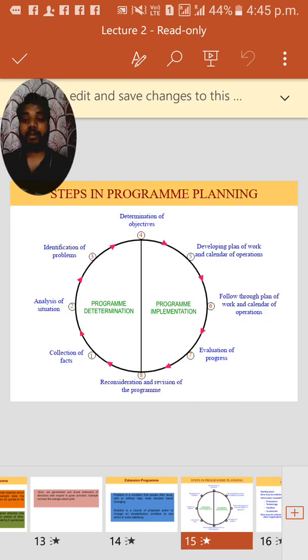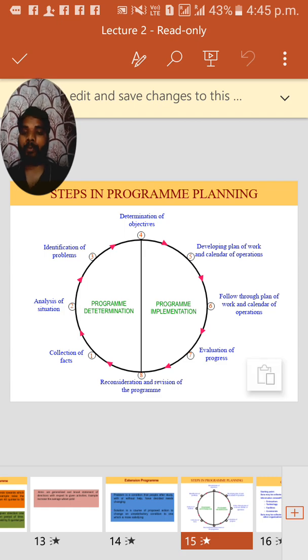Dear students, these are the most important steps in the extension program planning. Total how many steps? 8 steps. First is the collection of facts, analysis of situation, identification of problem, determination of objective, developing plan of work and calendar of operation, follow through plan of work and calendar of operation, evaluation of program, reconsideration and revision of program.